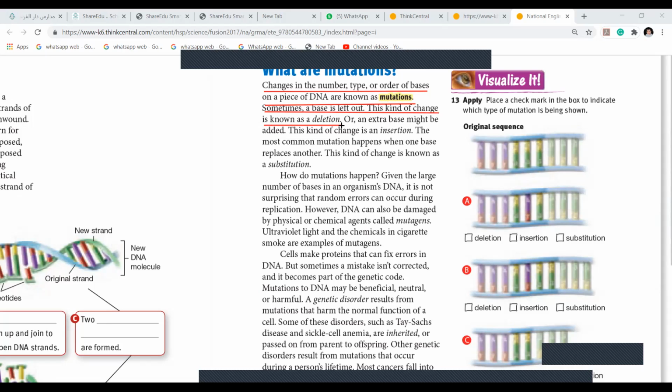Sometimes a base is left out and they don't pair up. You remember the bases? There were 4 bases: adenine, guanine, thymine, and cytosine. Remember? So if some base is left out, that is called deletion. Sometimes an extra base might be added. That is called insertion.